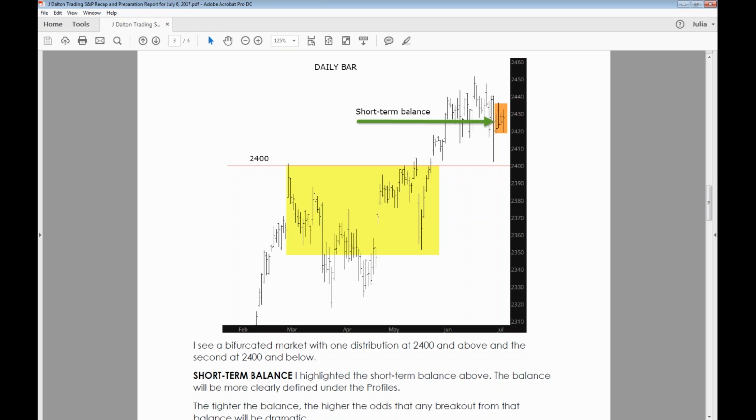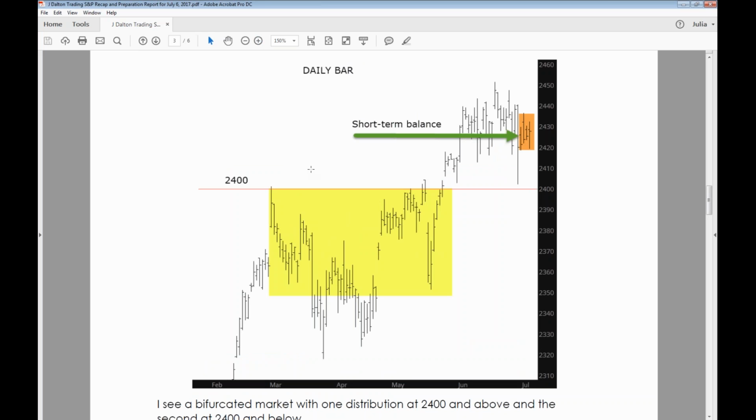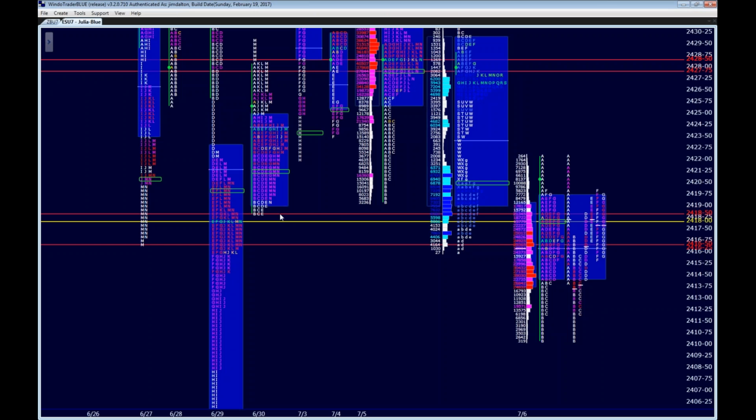Okay, what else we got? I'm calling up the report here because we have a trader asking, would Jim consider today's breakdown a breakout of the short-term balance shown in the daily report, and if so, does that target the 2400 level? Let me make it a little bigger. So let me just go back. You're all seeing that short-term balance here, and it looks like it's a breakout and fail right now, right, Jim?